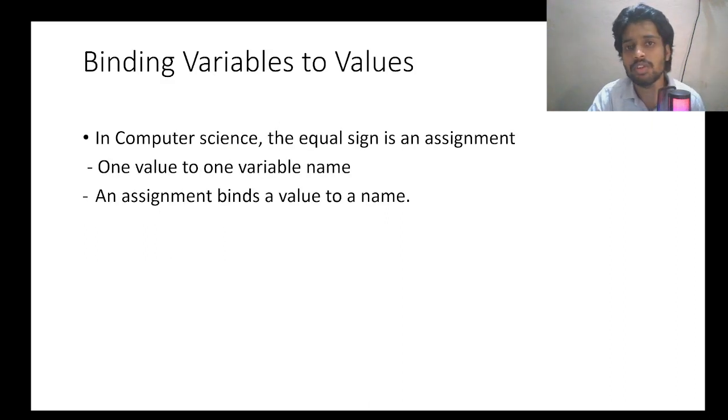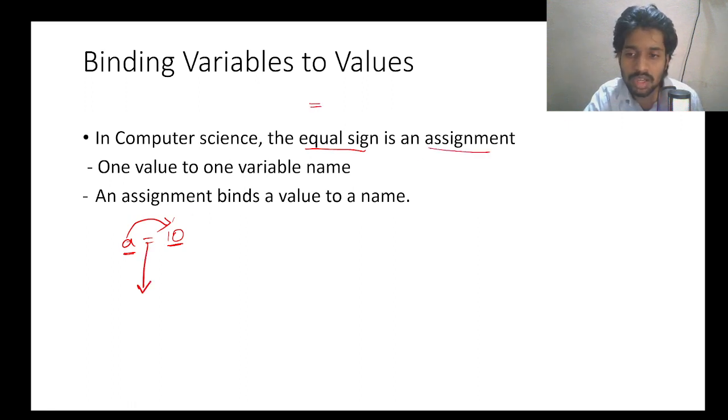The main concept of variables is not exactly storing a value in a memory location. Whenever I create a variable with a value, it's not exactly storing this value in the memory location. We are actually binding this variable to a value. In computer science, the equal sign is nothing but an assignment. So this equal sign is assigning this value to this variable. It's binding this value to the variable a.